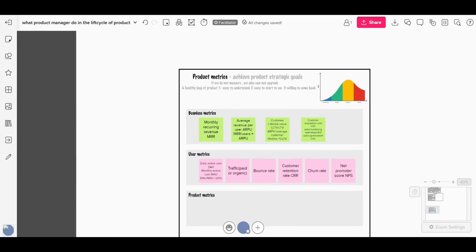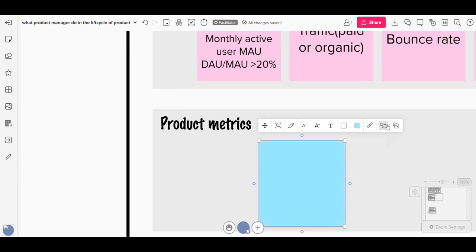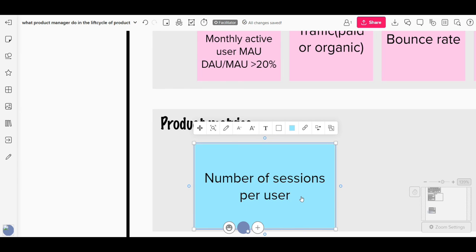Last, let us see the product metrics. Number of sessions per user. It means how many times, how often one user opens or uses our product. This metric can reveal the popularity of our product.